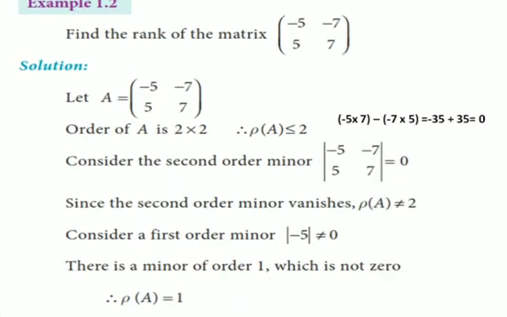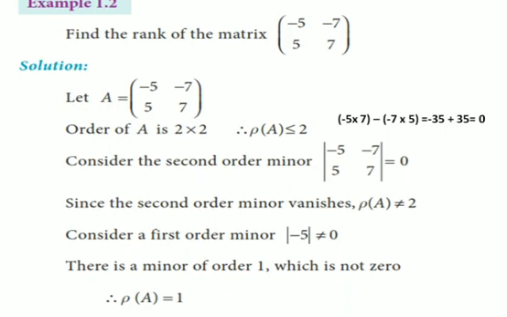Second example. Here also you are going to find the rank of the matrix. The question is 5, minus 5, minus 7, 5, 7. Take it as A. The order of the matrix is 2 rows, 2 columns, so 2 into 2. Therefore, rank of A is less than or equal to 2. Consider the second order minor. You multiply these two and subtract, both are the same value, so 0. Since the second order minor vanished, rank of A is not equal to 2.